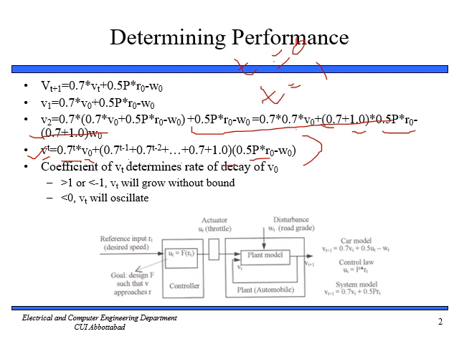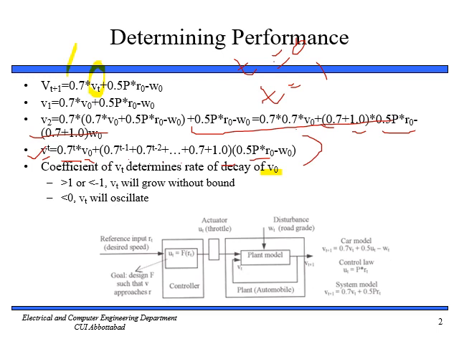So what happens? The coefficient of this Vt determines the rate of decay of V0. So on the basis of this coefficient, we can tell at what rate the V0 will decay. So V0 is basically what? V0 is our initial speed. So on the basis of this 0.7 we can tell at what rate our speed will decay.